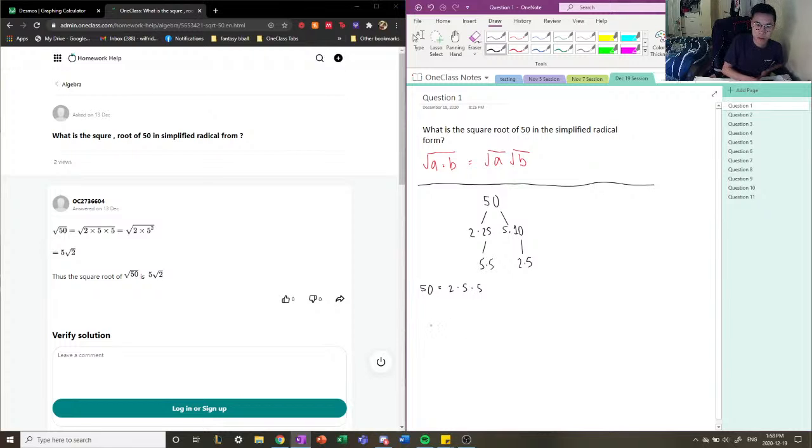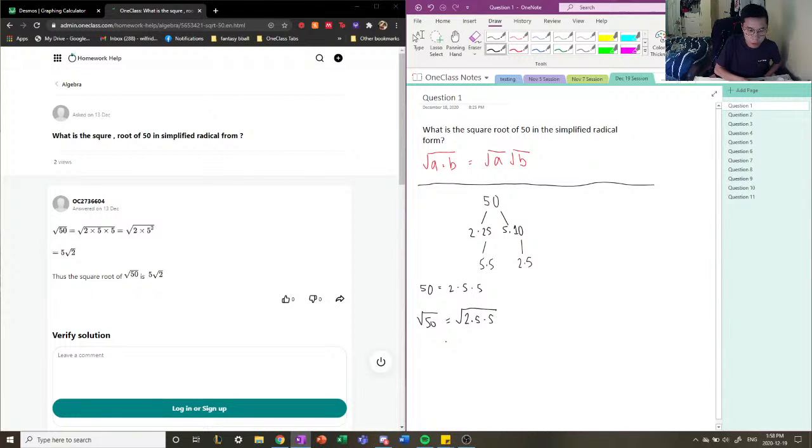So how does that help us with the square root of 50? First of all, the square root of 50 can be written as the square root of its prime factorization, which is 2 times 5 times 5, right? We already know that 2 times 5 times 5 is equal to 50.